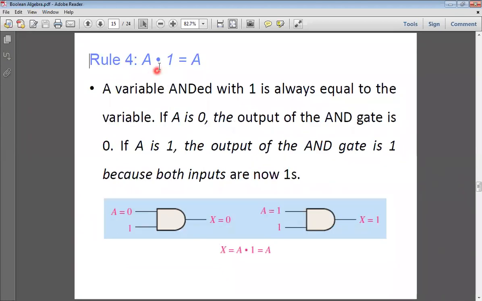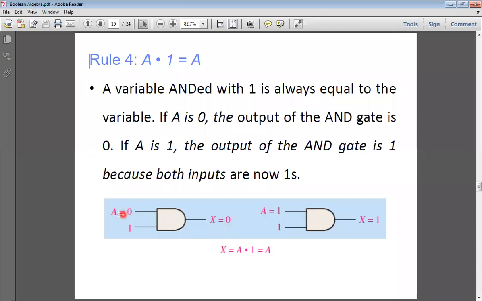Next, A dot 1 equal to A. If you AND A with 1, then A comes out as it is without any modification. A variable ANDed with 1 is always equal to the variable. Let's see here. This is the AND operation for dot. One input is fixed, which is 1. So 1. A equal to 0 is the first possibility. 0 dot 1 is 0. 0 ANDed with 1 gives us 0.